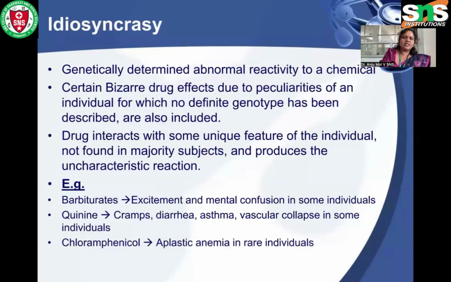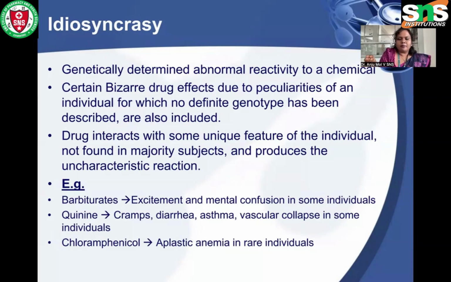Now let's see what is idiosyncrasy. Genetically determined abnormal reactivity to a chemical is known as idiosyncrasy. Certain bizarre drug effects due to peculiarities of an individual for which no definite genotype has been described are also included. The drug interacts with some unique features of the individual not found in the majority of subjects, and it produces uncharacteristic reactions.